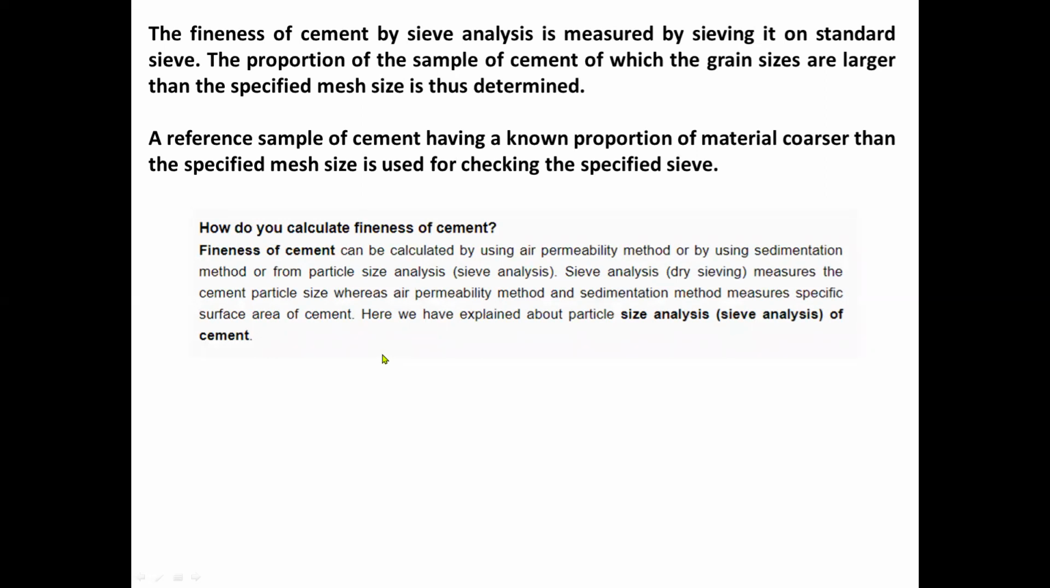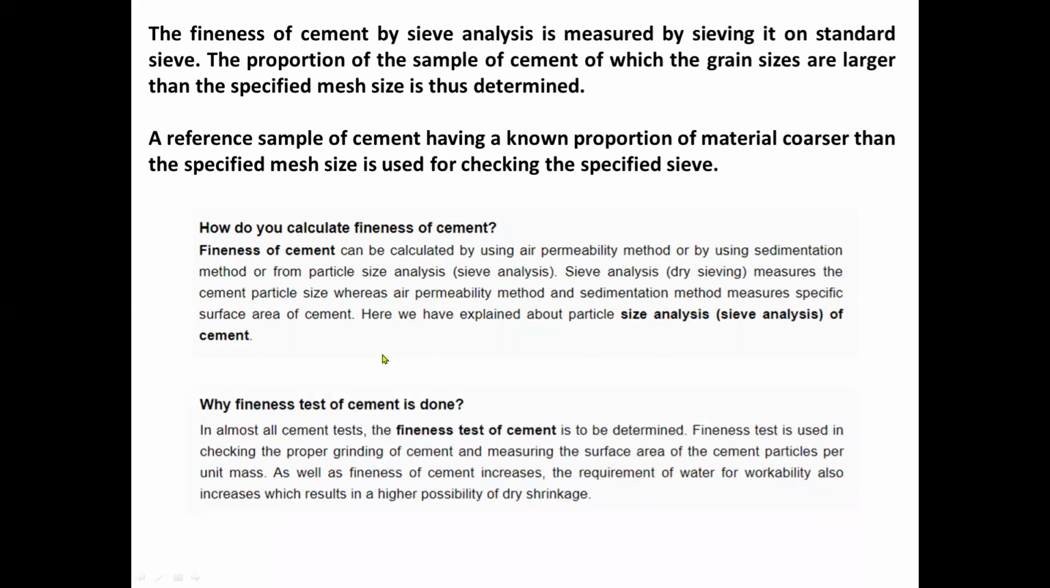How do we calculate now the fineness of cement? It can be calculated by using air permeability method or by using sedimentation method or from particle size analysis. We call it also the sieve analysis. Dry sieving measures the cement particle size, whereas air permeability method and sedimentation method measure the specific surface area of cement. Here we have explained about the particle size analysis of cement.